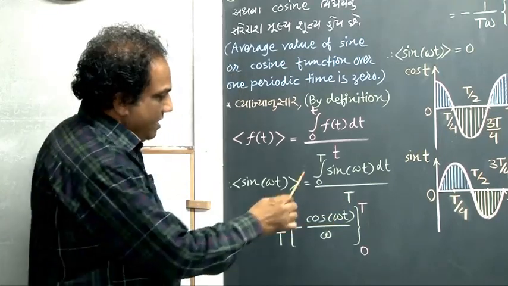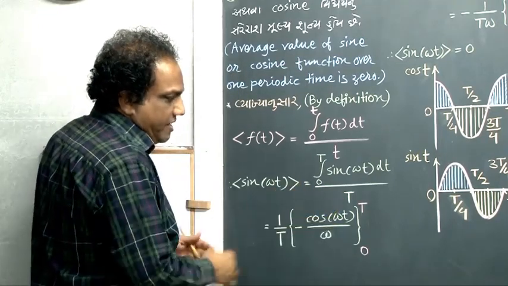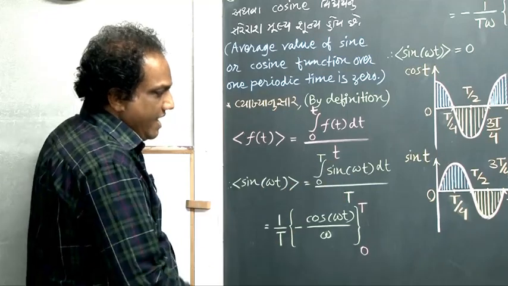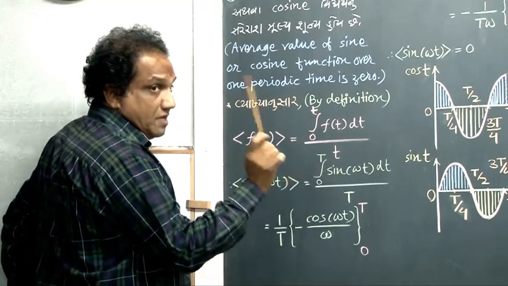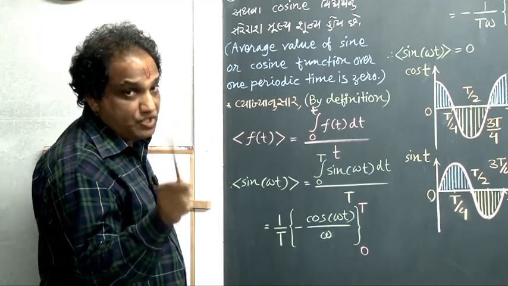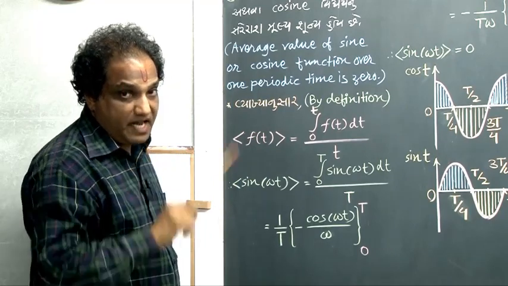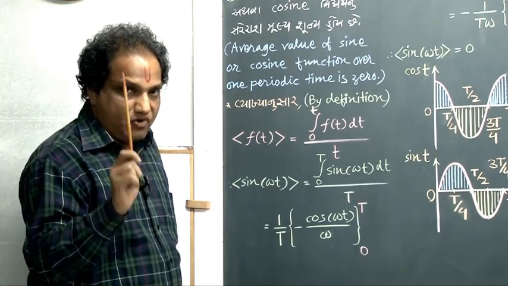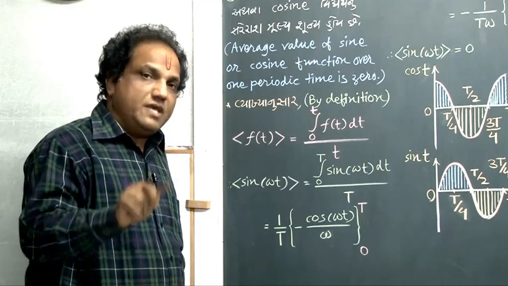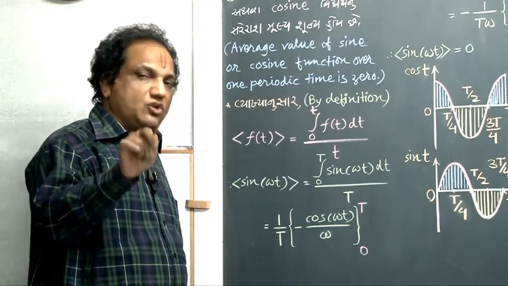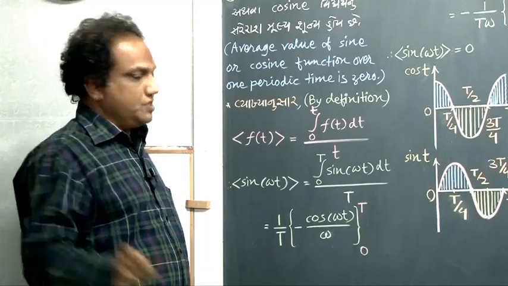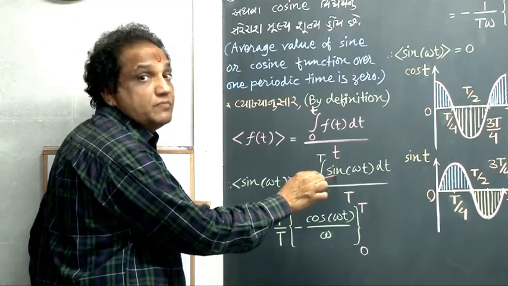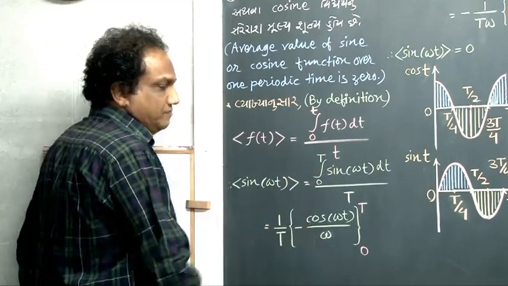Fine. And now 1 upon capital T we can separate, correct? Then come on, remember the derivative of the cosine function is minus sine function. Derivative of cos is minus sine, then speak in reverse: integration of sine is minus cos.